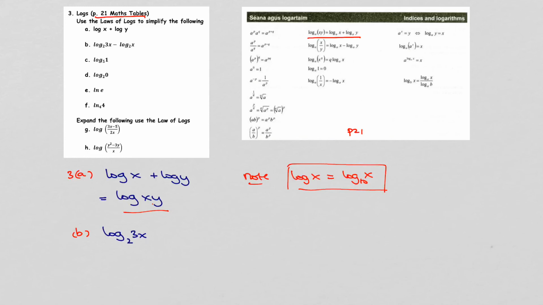So the second one then is where we have in B log 3x, and this time we have base 2, minus log x to the base 2.